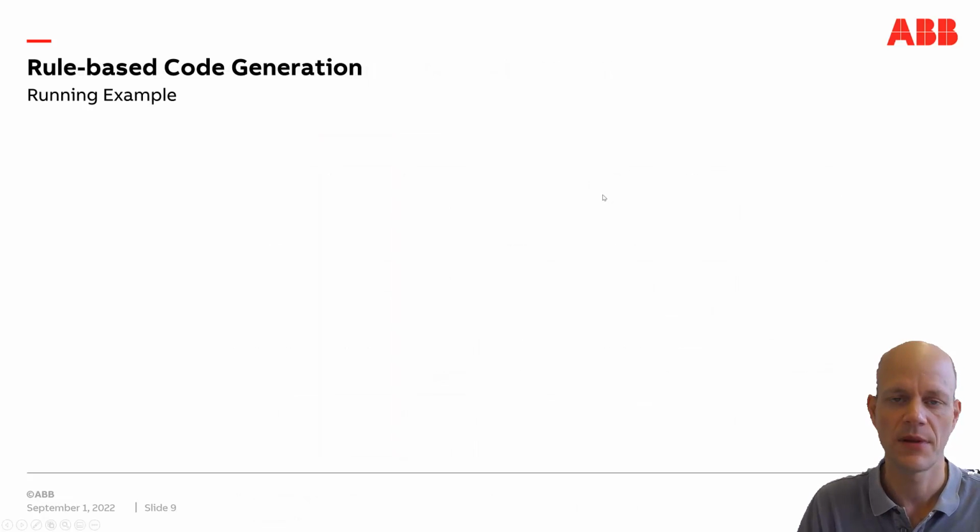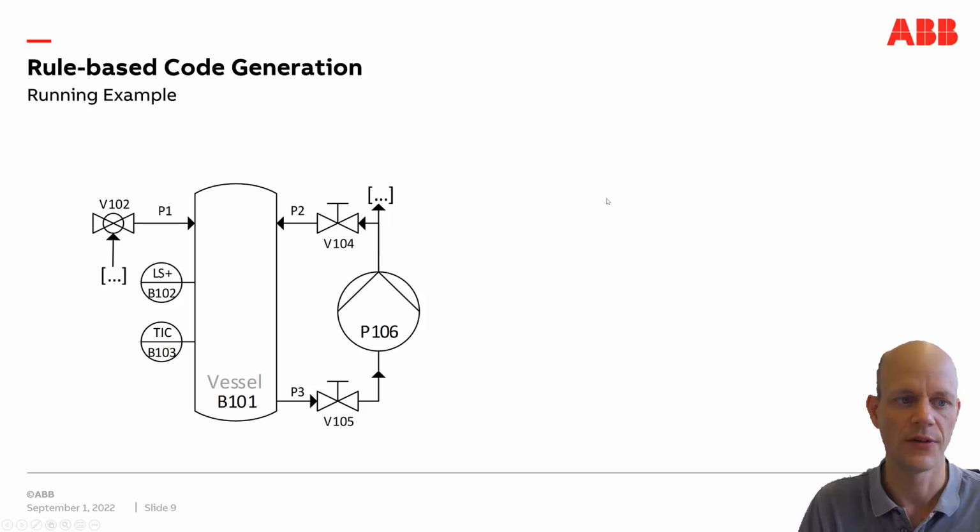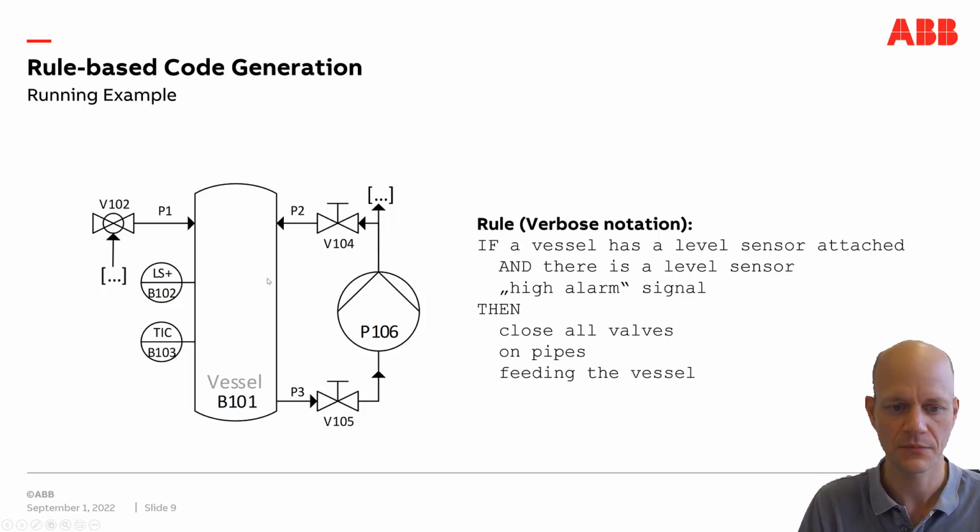Just a very simple example to explain the entire idea of the code generation. Let's say we have here a very simple excerpt of a P&I diagram where we have a vessel, then we have here a pump, we have a valve and two feeding valves to this vessel. We have a level sensor, LS level sensor, and then we have a temperature controller here.